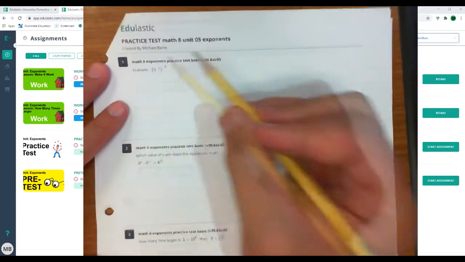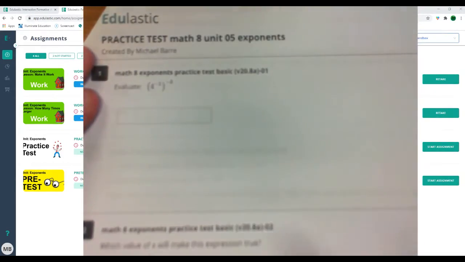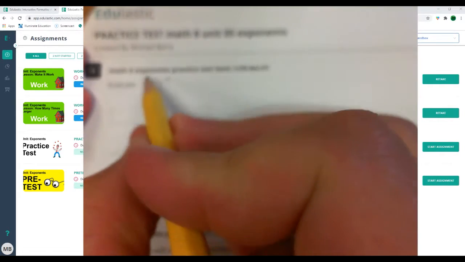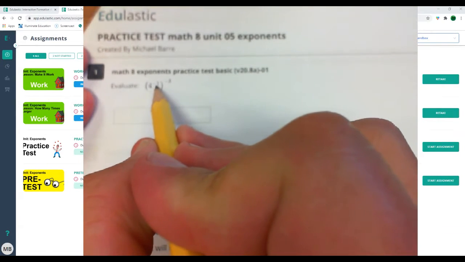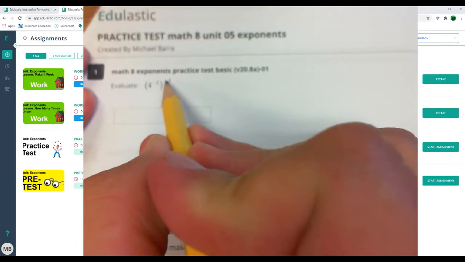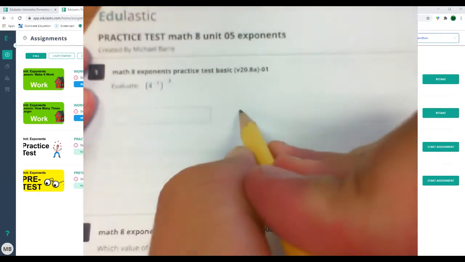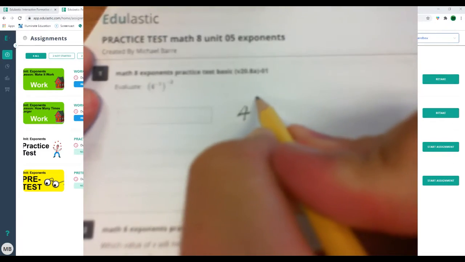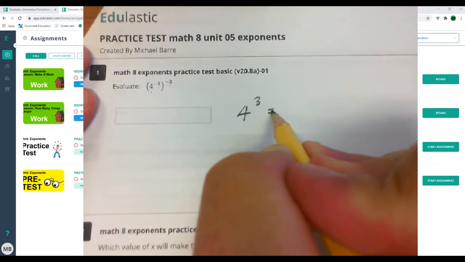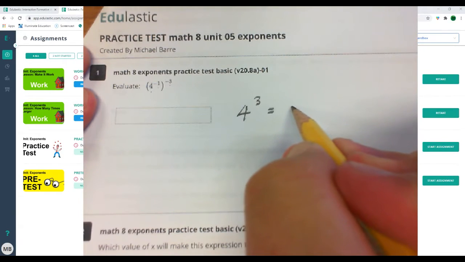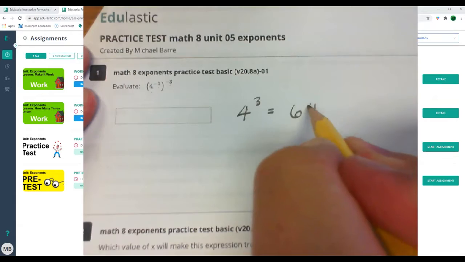Evaluate 4, let's really zoom in on that guy right there. 4 to the negative 1 to the negative 3. So power, multiply. So this is 4 to the negative 1 times negative 3, which is 4 to the third, which equals 4 times 4 times 4, which equals 64.